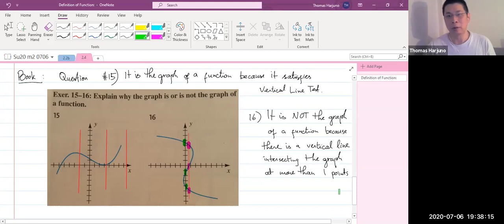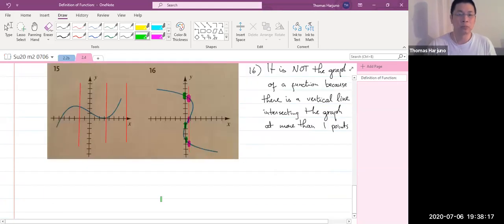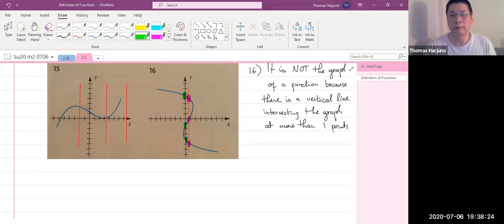Okay, that's for number 15 and 16. Now, what happens if we do number 18? Let me get that first. Get the graph first.